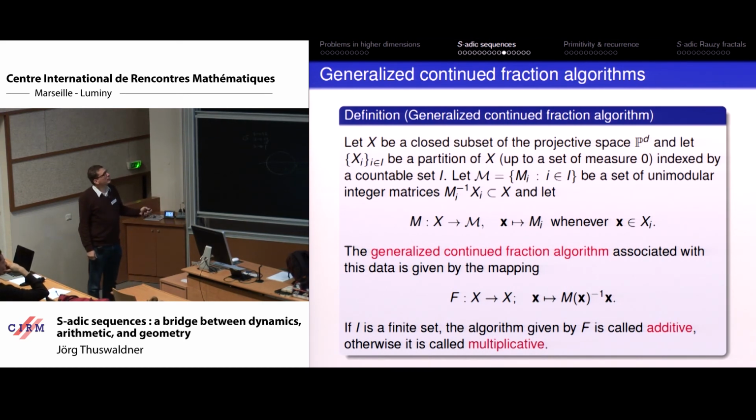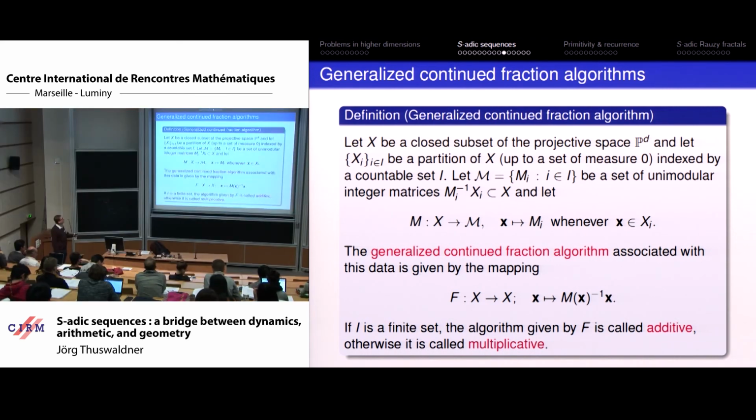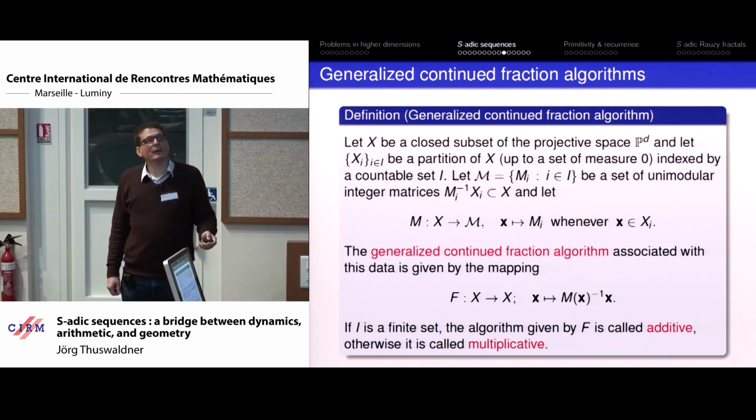So instead of the projective line, we have the projective space now, and we take X to be a decent subset of the projective space, and we partition the projective space by some partition which could be finite or uncountable, and to each element of the partition we associate a matrix. Depending on where we are in the partition, we associate the matrix to this element.